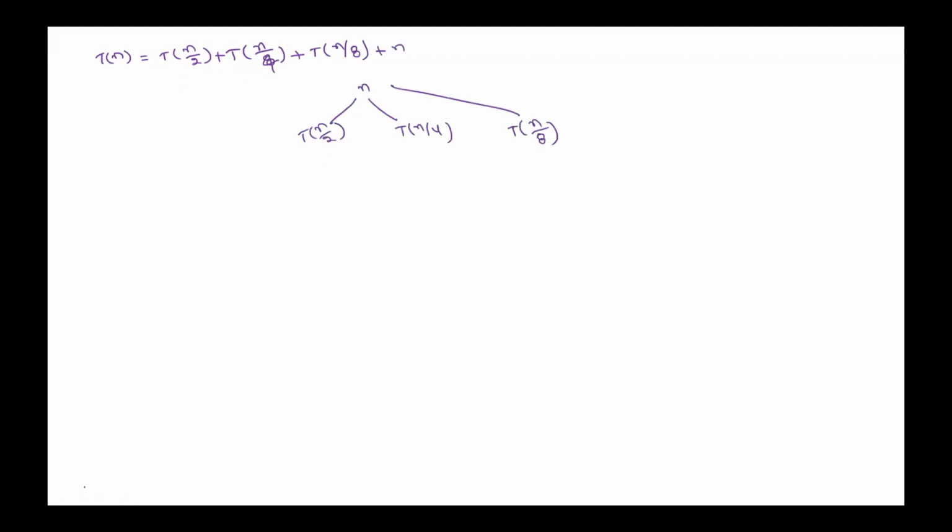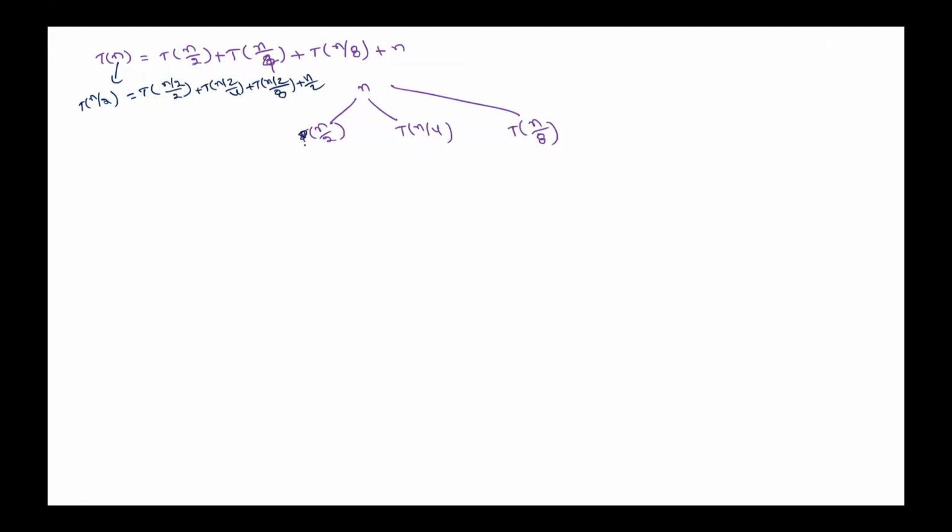N by 2. What is that we can write in place of T of n by 2? Wherever n is there, n by 2. What is that we can write? T of n by 2 by 2, n by 2 by 4, n by 2 by 8, plus n by 2. That means T of n by 2 we can replace with this now.